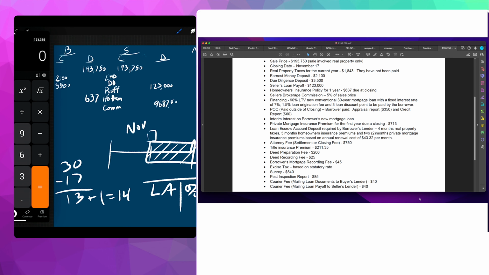I think I was just calculating that, 193,750 times, what was it, 90? Yeah. LTV, 174,375 times our interest rate on the loan, 7, gives us a 12,206.25 divided by 360. There's our daily. So 3391 times the 14.